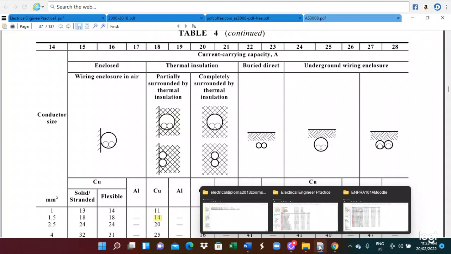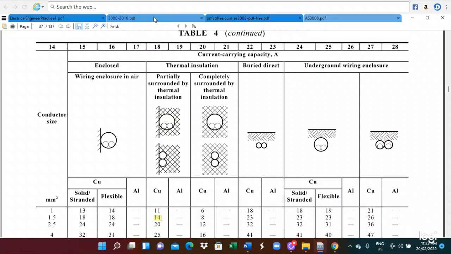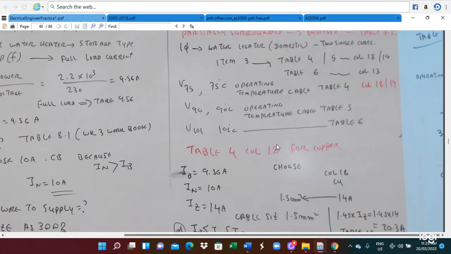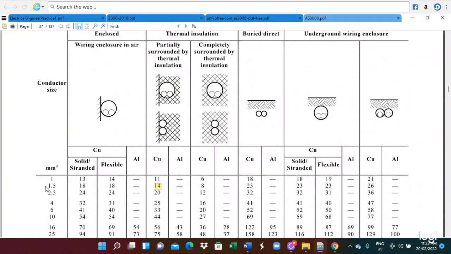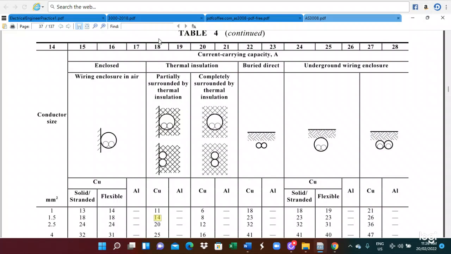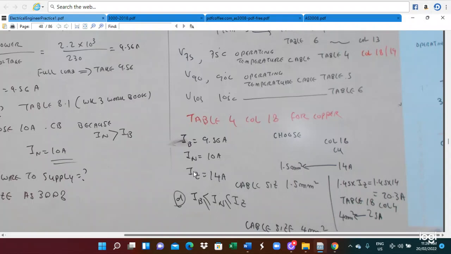The maximum demand current IB is 9.56 amps. Because the problem gave 1.5 millimeter square, we select that cable size. The 1.5 millimeter square here has a current rating of 40 amps, found in Table 4, column 18. So the cable's current IZ is 40 amps, the nominal current of the circuit breaker is 10 amps, and the maximum demand current is 9.56 amps. Therefore, it agrees with this formulation.